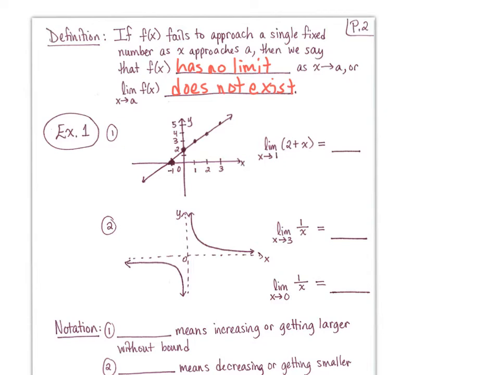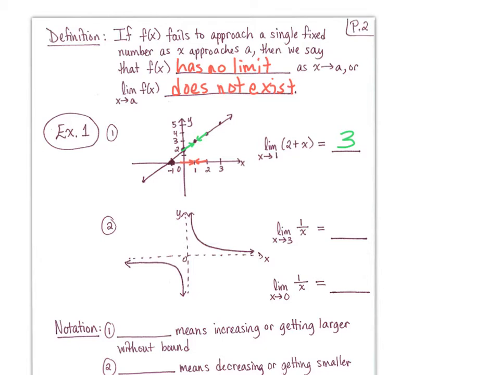So example 1, I want us to find the limit as x approaches 1 of 2 plus x. So I've graphed 2 plus x here. It's the graph of x shifted up 2 units. As x approaches 1 on either side, what does your function approach? 3. So your answer here is 3. So you have two things happening at once, okay? One, you're paying attention to the x values, getting closer and closer to that value here, and you're paying attention to what your function is approaching. Does that make sense?